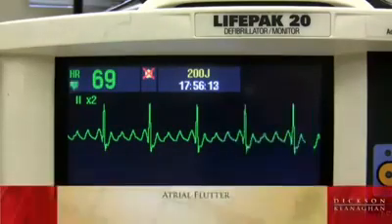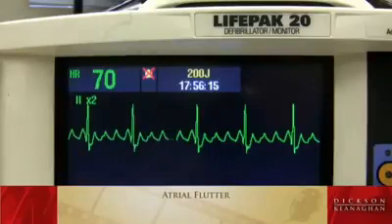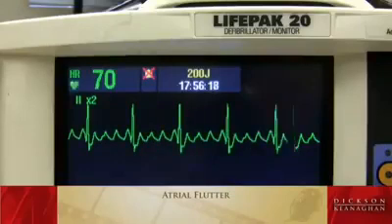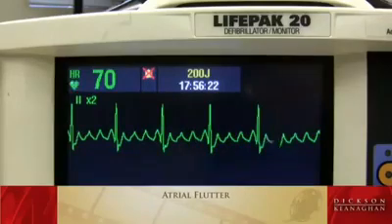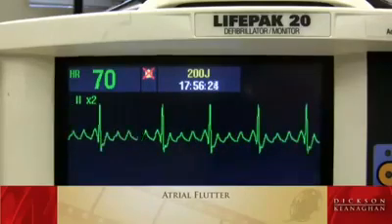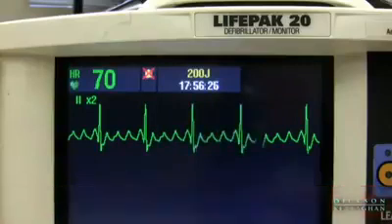Atrial flutter. It is one irritable foci firing rapidly in the atrium, causing the sawtooth or picket fence pattern in the baseline. The R to Rs are narrow and are usually regular. Atrial flutter.